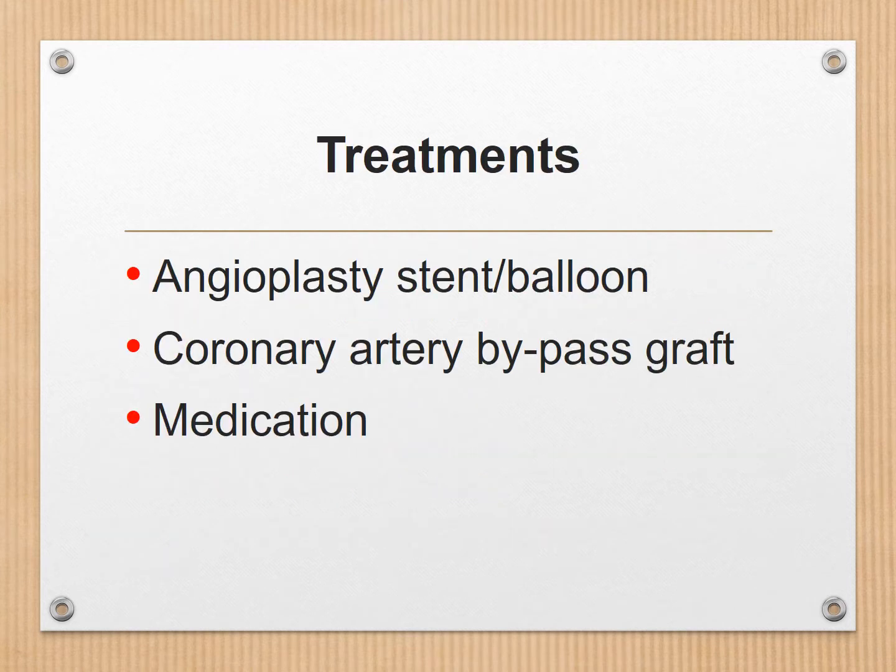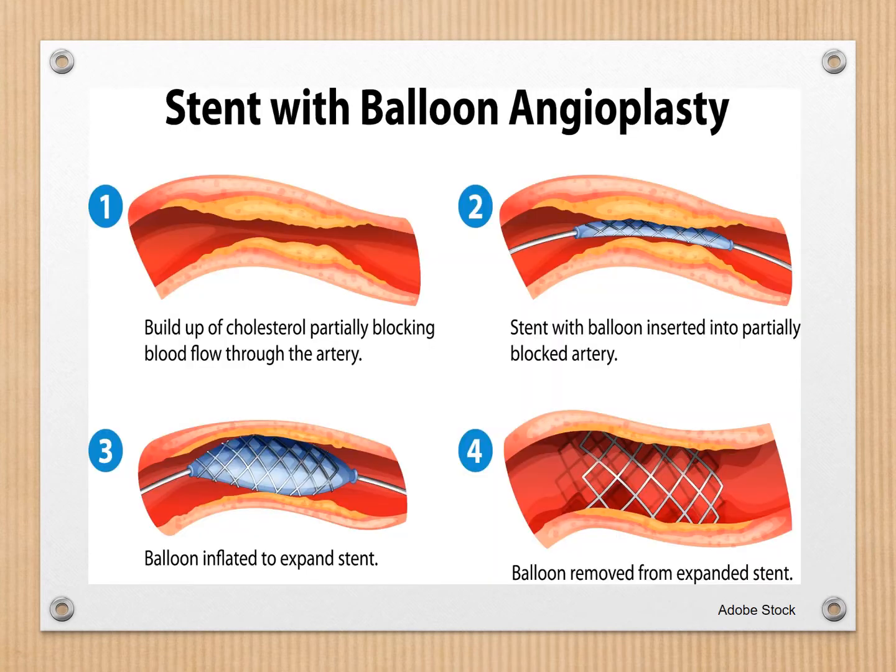We will be looking at the following treatments for coronary artery disease: angioplasty with stent and/or balloon, coronary artery bypass graft, and medication. We will start by looking at stent with balloon angioplasty. In diagram 1, it shows a build-up of cholesterol partially blocking blood flow through the artery. In diagram 2, a stent with a deflated balloon and a collapsed stent is inserted into the partially blocked artery.